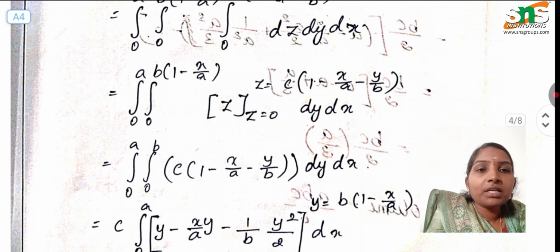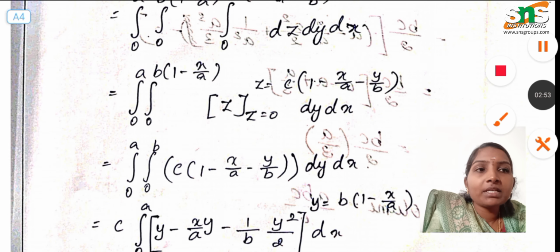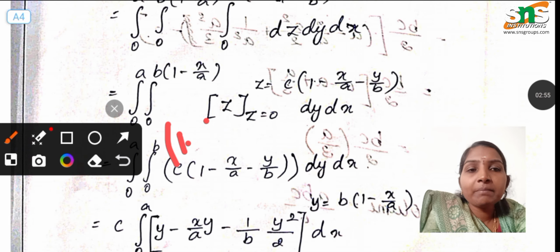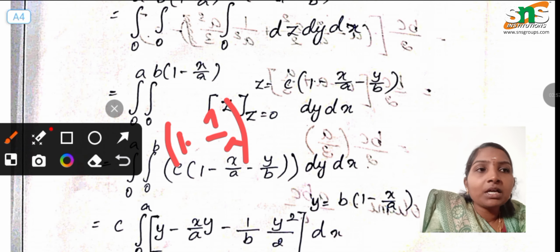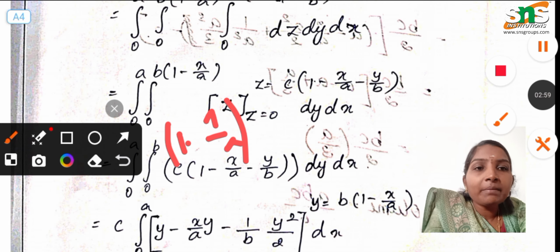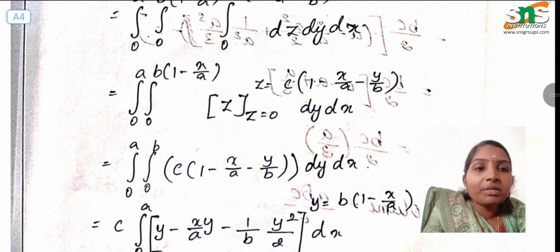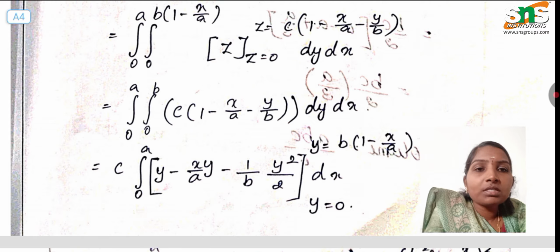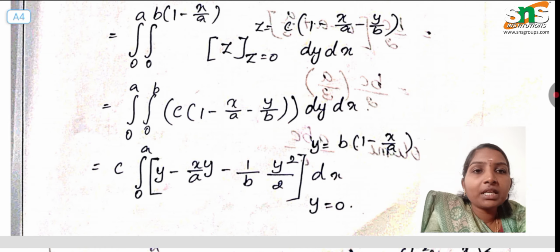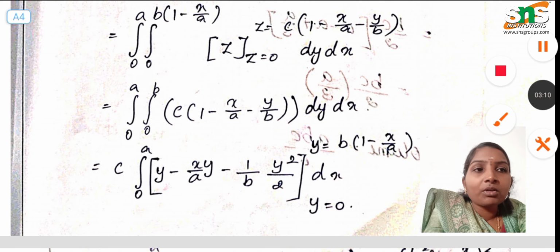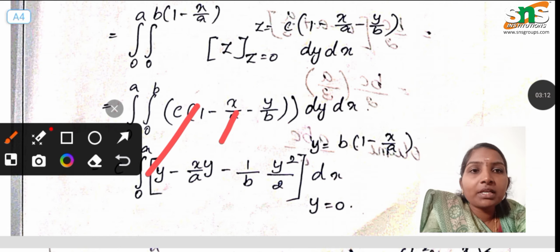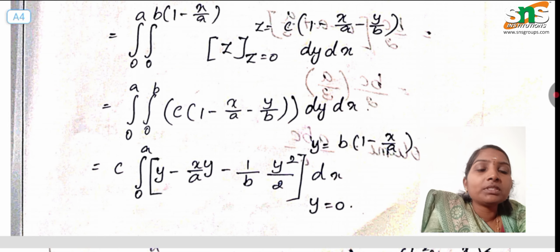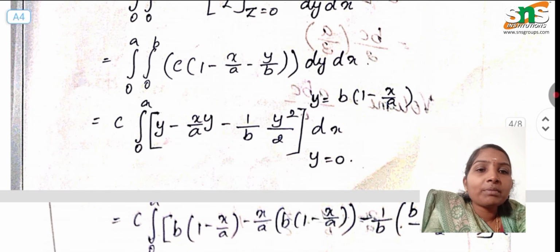Integral 0 to a, integral 0 to b into 1 minus x by a, of c into 1 minus x by a minus y by b, dy dx. We can take c common outside, since it is a constant. On integrating 1 we will have y. On integrating x by a we will have x by a into y. Integrating y by b we will have y squared by 2 into 1 by b, within the limits y is equal to 0 to b into 1 minus x by a.